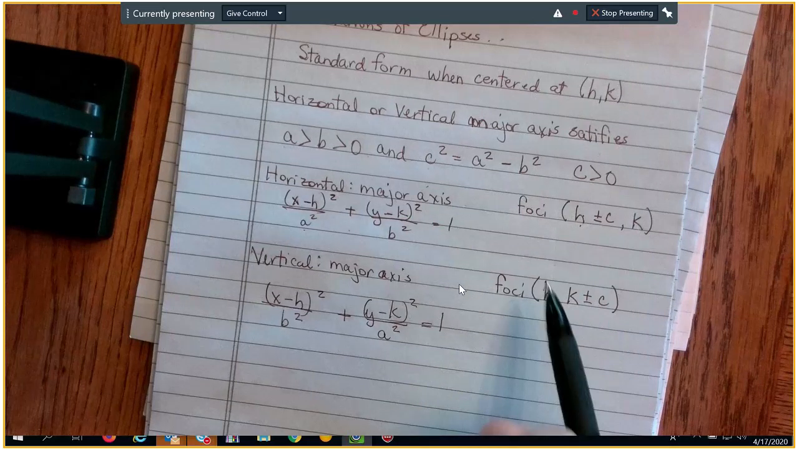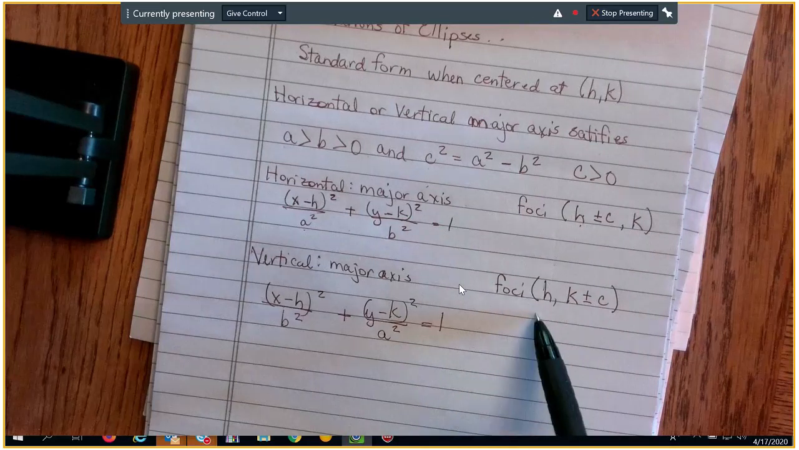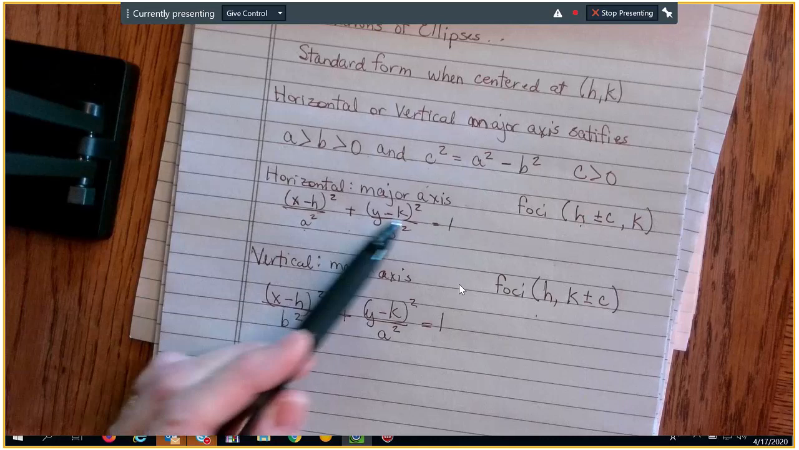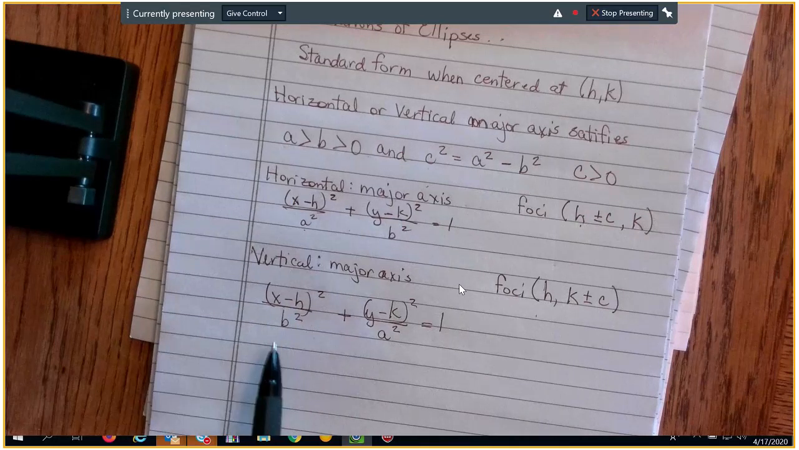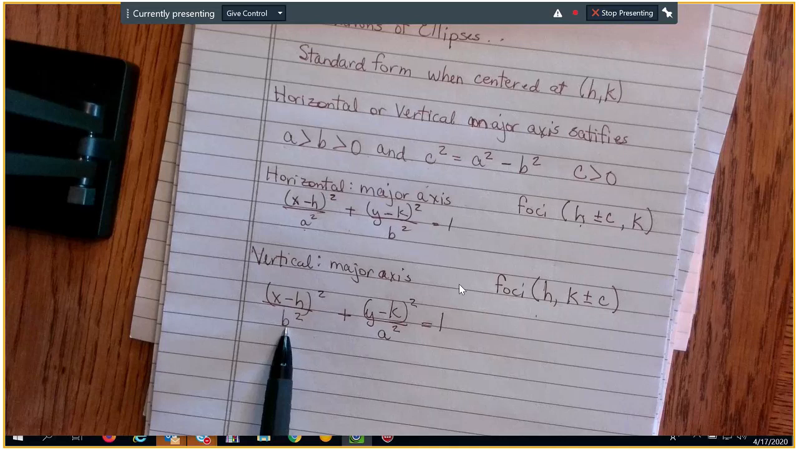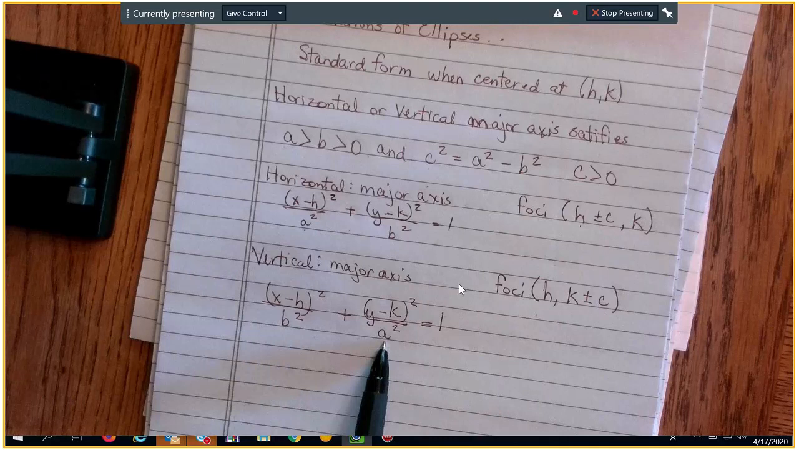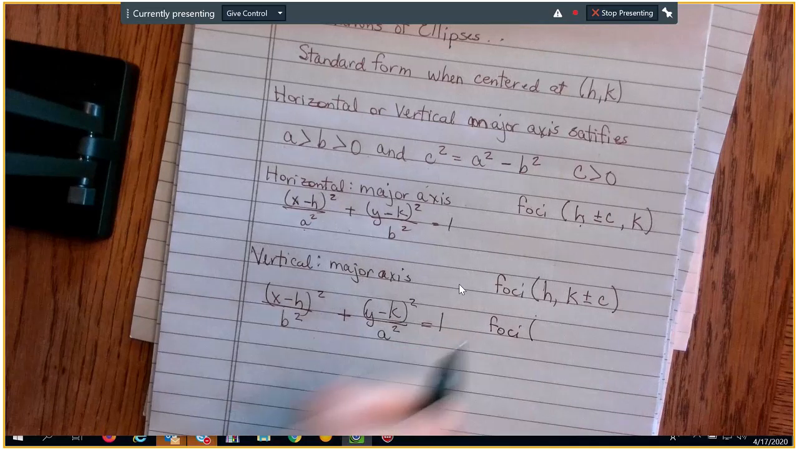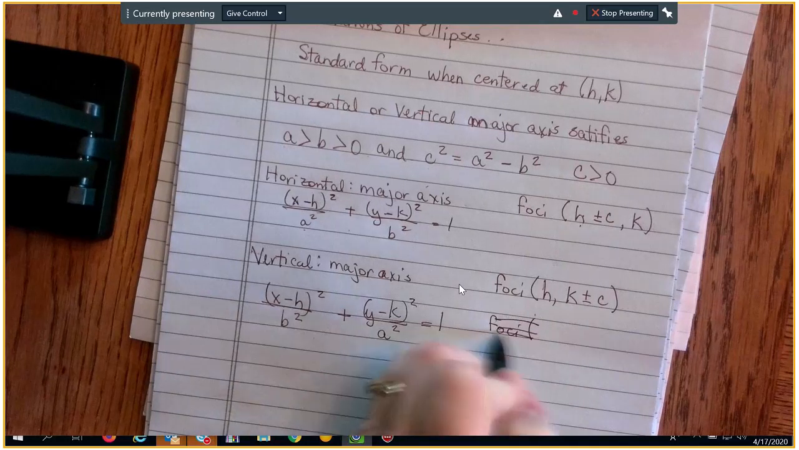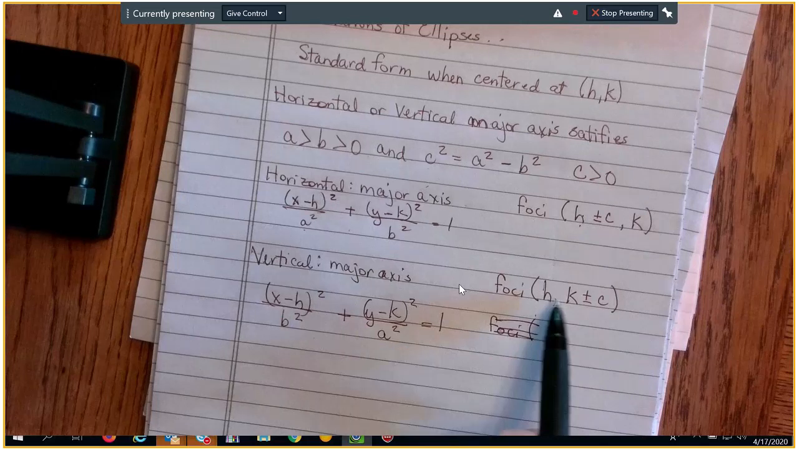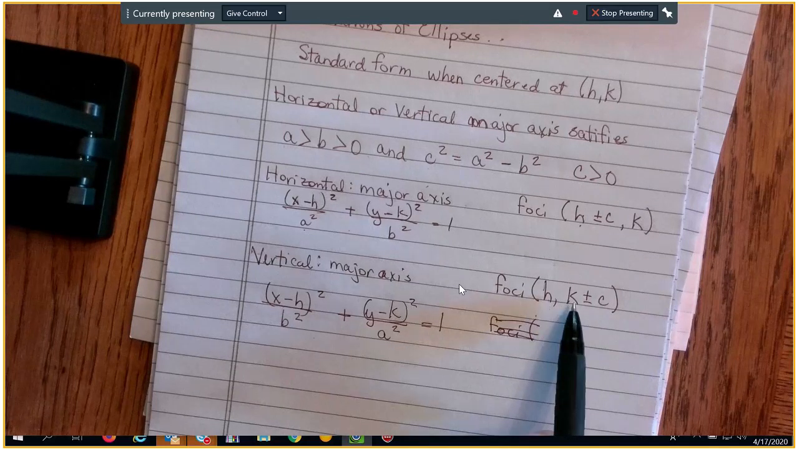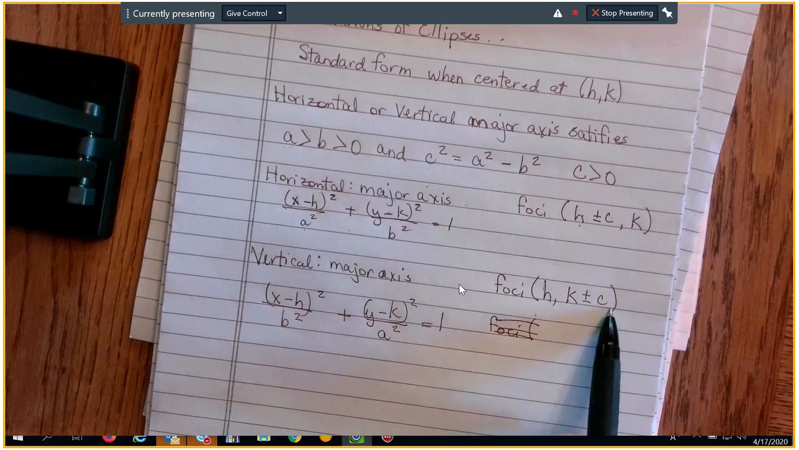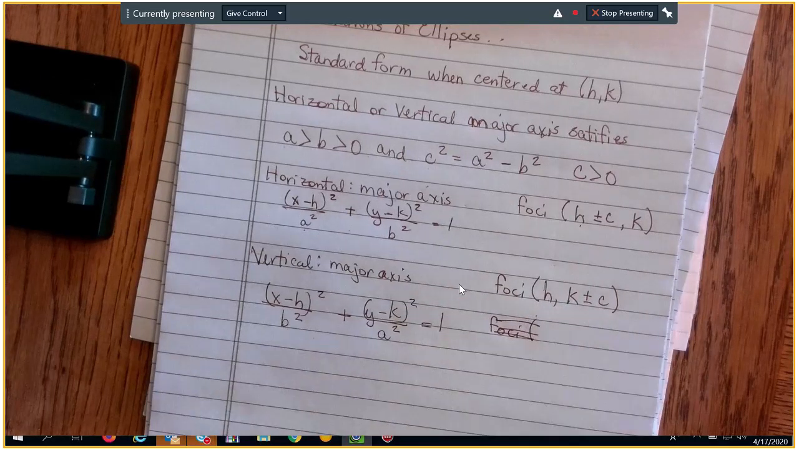Now, on our vertical axis, when it's the major axis, you notice that it's the same equation in the numerator, but what's happening is now the b squared is below the (x minus h) squared, and the a squared is below the (y minus k) squared. So then that means that now to find our foci, h is going to be our x value, and then k plus or minus c is going to be our y value.